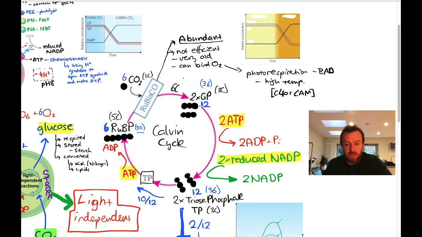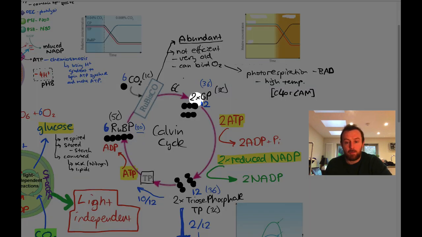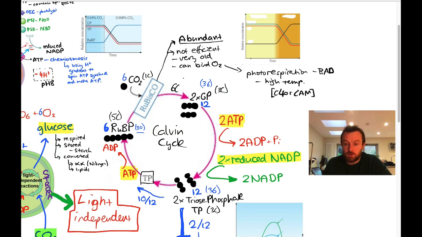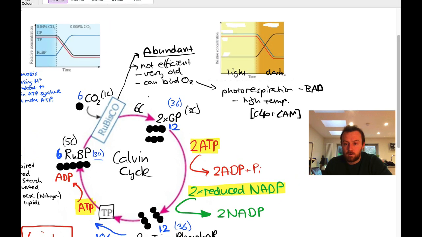Well, GP here would build up and would not be able to be converted into triose phosphate. So that is what this graph shows. Here we have the light, and here we have turned out the light. Okay, we'll just call it dark. Now, if you turn out the lights, the level of GP increases, because it's building up here.